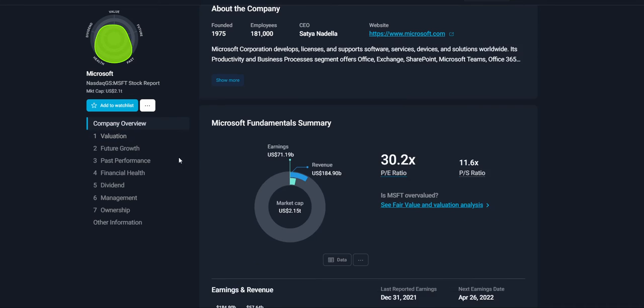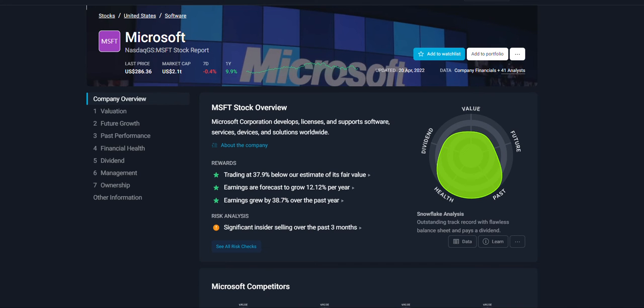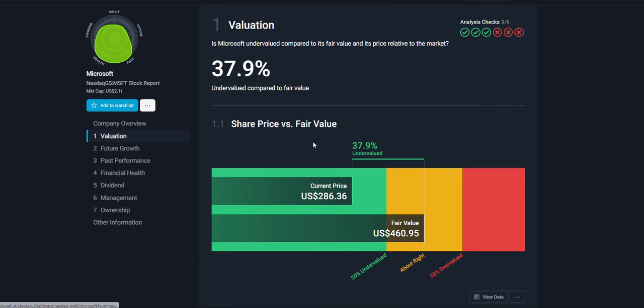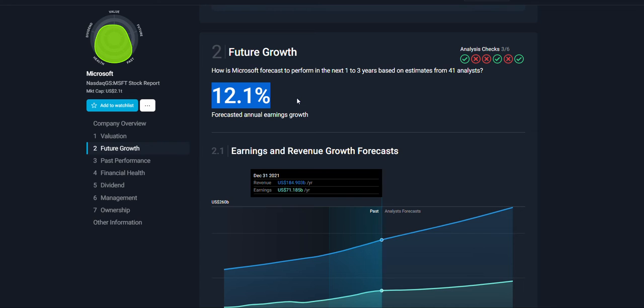So Microsoft, for example, if I go to the top, it gives me this little thing here. You've got the value, the future, the past, and everything looks kind of green. And then it gives you a little overview of everything. So valuation right now is this. According to them, that's the price target. Future growth, they're thinking about 12%. I think Yahoo Finance has said about 14% or whatever it was.